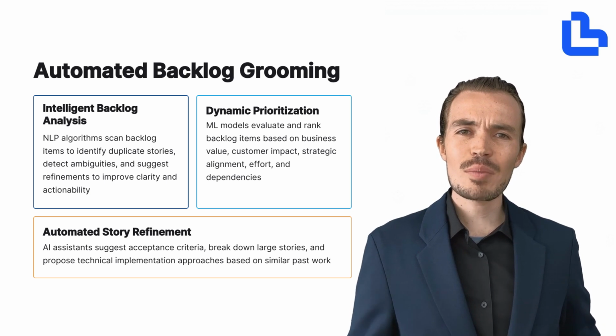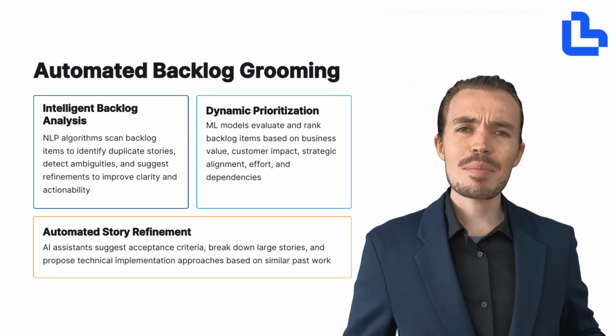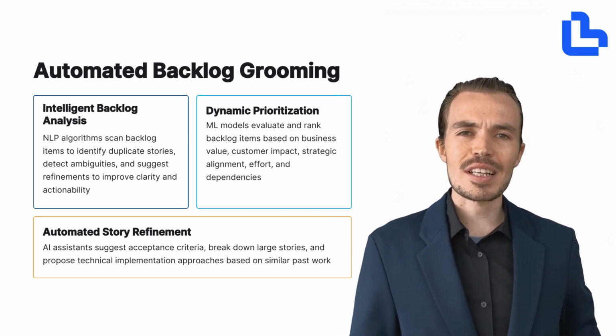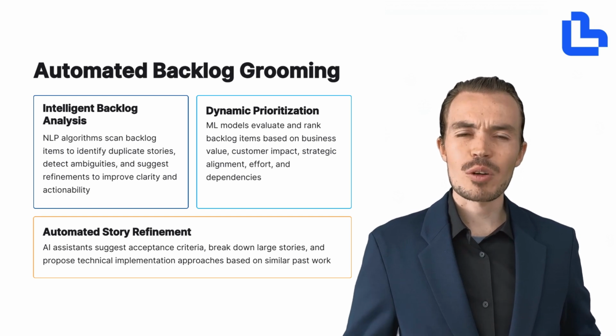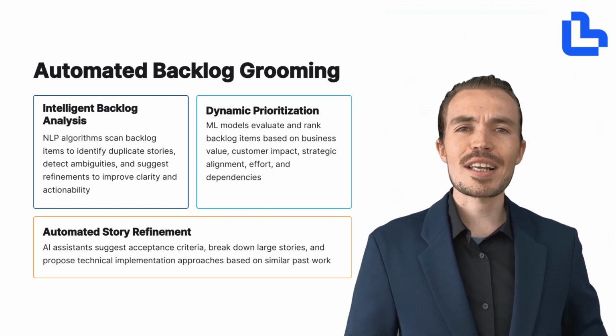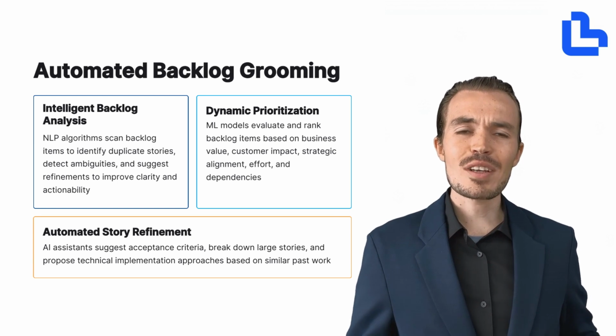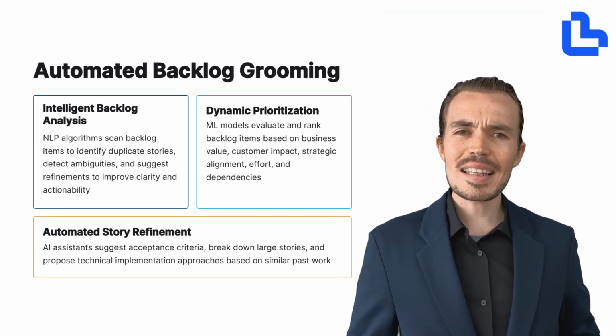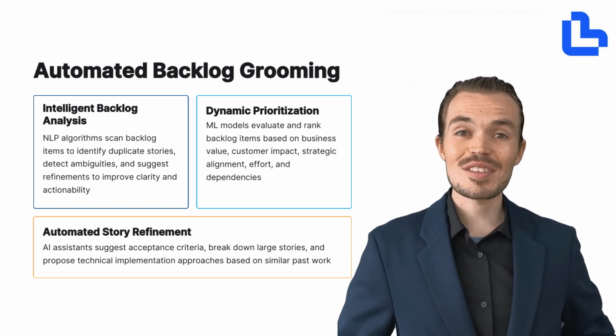Using natural language processing, AI can scan backlog items to identify duplicate stories, detect vague or ambiguous language, and suggest refinements. This helps ensure that every item in the backlog is clear, actionable, and aligned with team expectations.